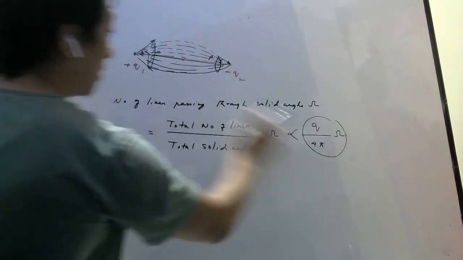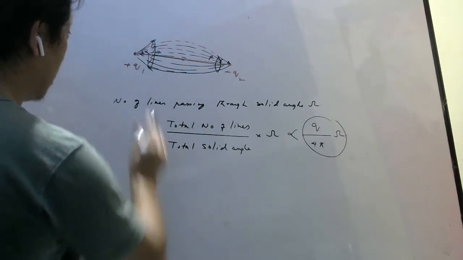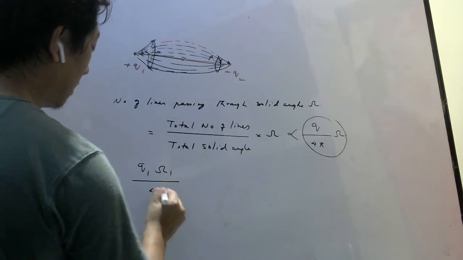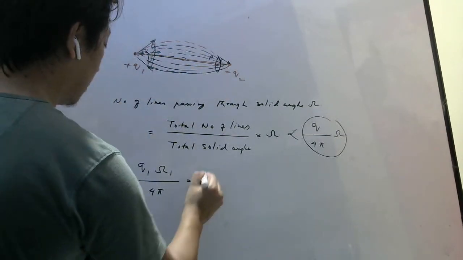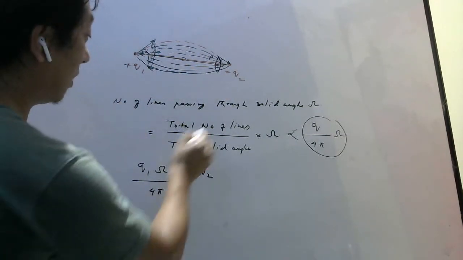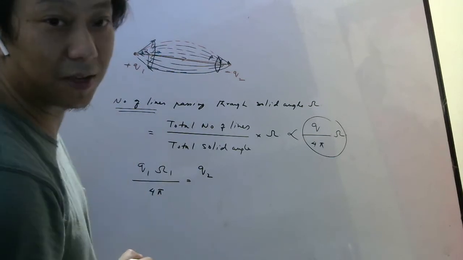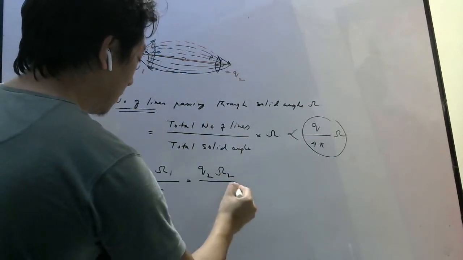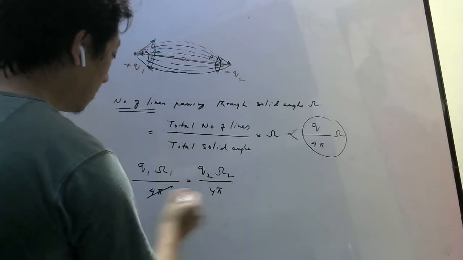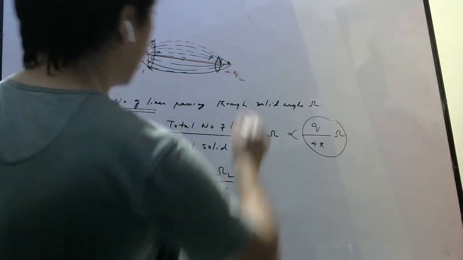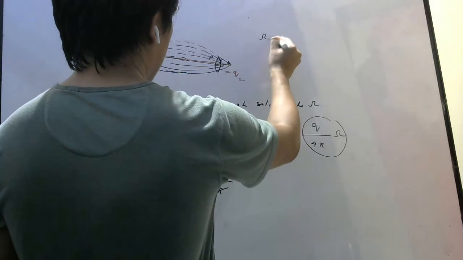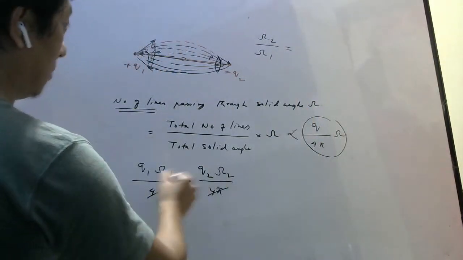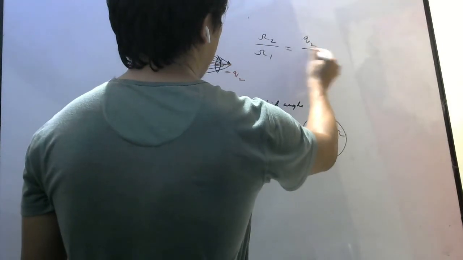Now for this, what is this? If I ask Q1, the solid angle here is omega 1, let's say, divided by 4 pi. And for this, what will it be? Q2, write the magnitude. We are counting number of lines, and number of lines cannot be negative. So Q2, solid angle here, divided by 4 pi. So 4 pi gets cancelled, right? So that means omega 2 divided by omega 1 will be equal to Q2 divided by Q1.